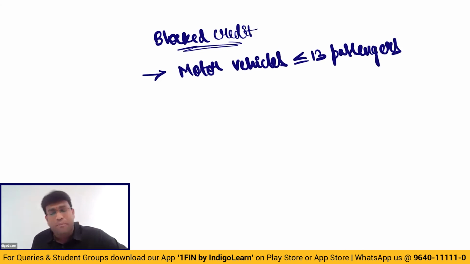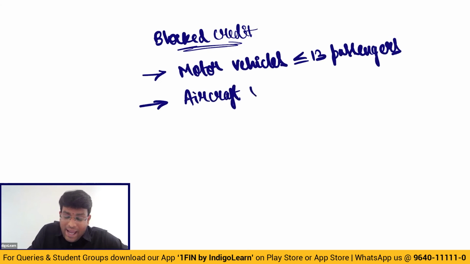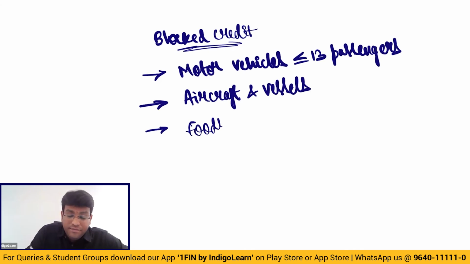First one, motor vehicles where seating capacity does not exceed 13 passengers. So if seating capacity is not more than 13, credit is not allowed. But if seating capacity is more than 13, definitely credit is allowed. And if it is a motor vehicle for transportation of goods, again credit is allowed. And credit is not allowed even in case of aircraft and vessel. But if they are used for transportation of goods, again credit is allowed.